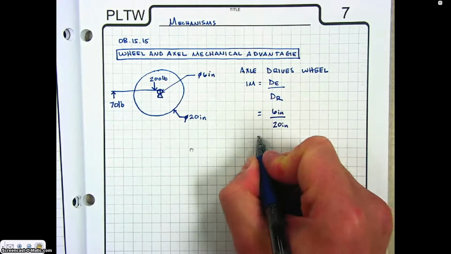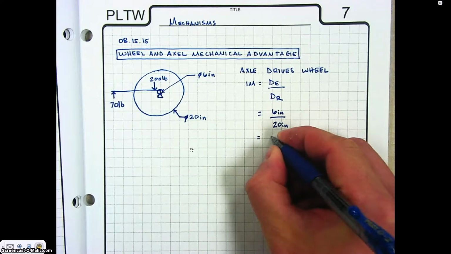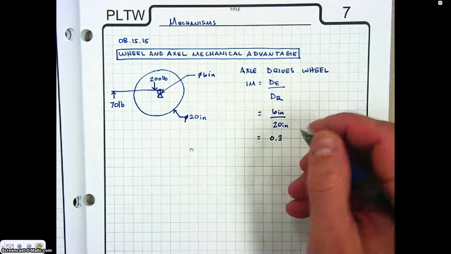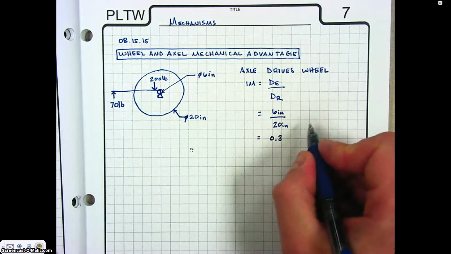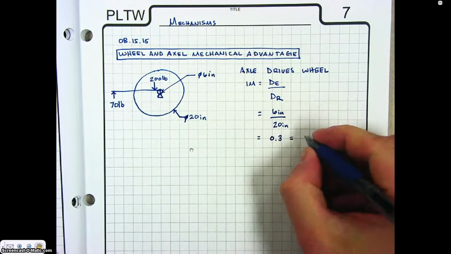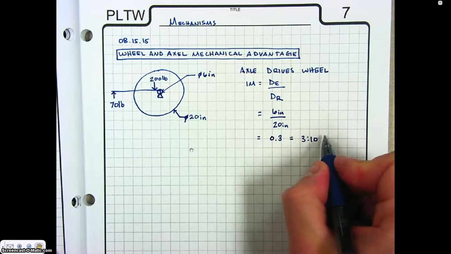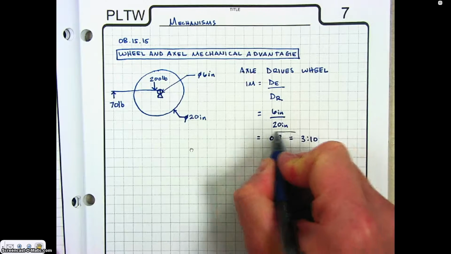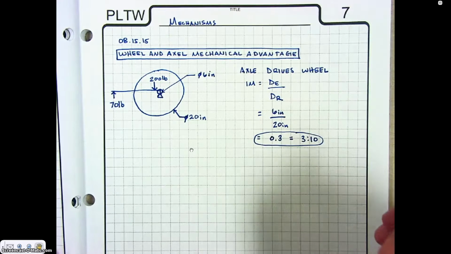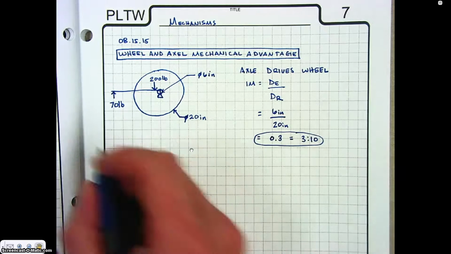So you divide that out, and you get a mechanical advantage of 0.3. And another way that you could describe that is a 3 to 10 mechanical advantage. So you're putting in more effort than you're getting out of the system in this case.